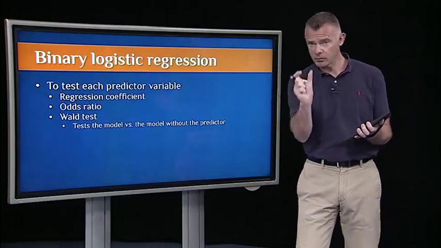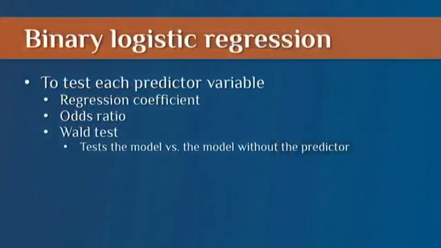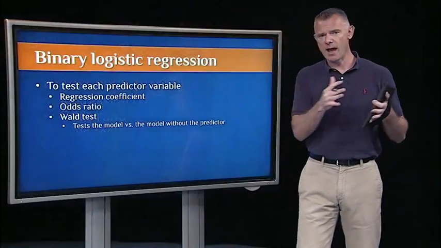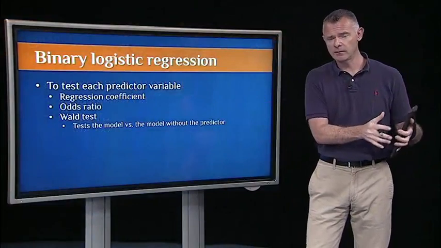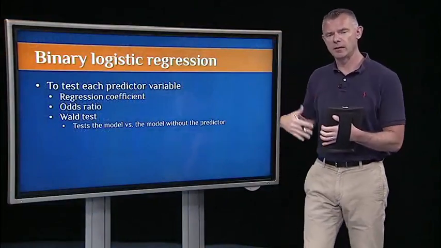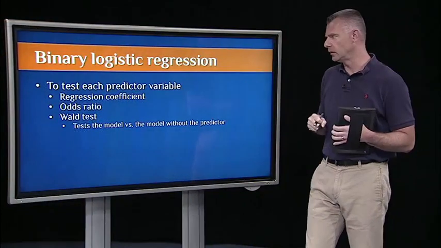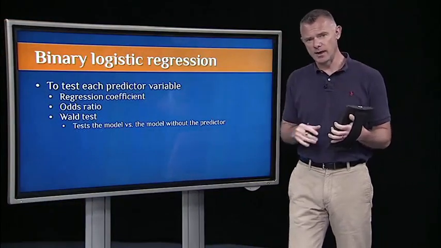To test each predictor variable, we're going to look at the regression coefficient, just like we did with multiple regression. But again, what's more meaningful is looking at the odds ratio. So we're going to convert that predicted change in the logit to an odds ratio. What we can also do in logistic regression, which is common, is called a Wald test, which will test the model with the predictor versus a model without the predictor. We can see how well the model fits with the predictor in and then with the predictor taken out. That's called a Wald test, very common in logistic regression and in more advanced statistics.